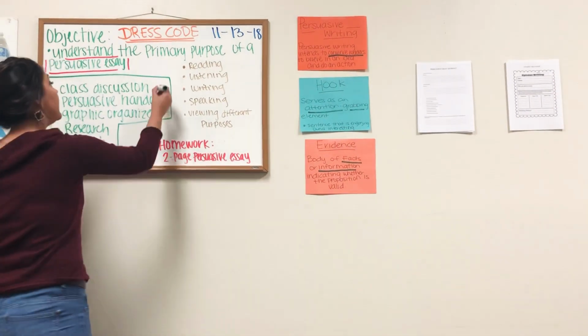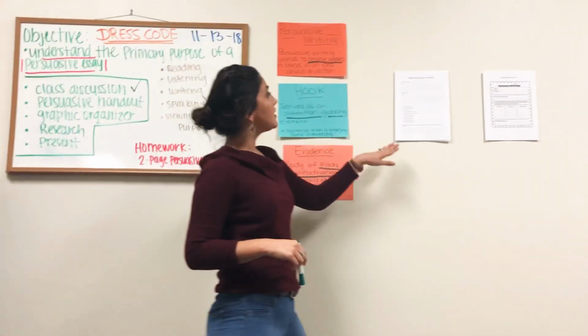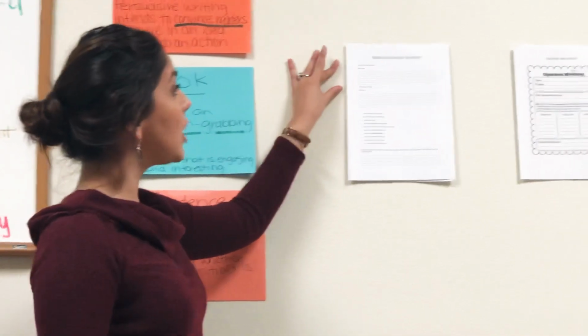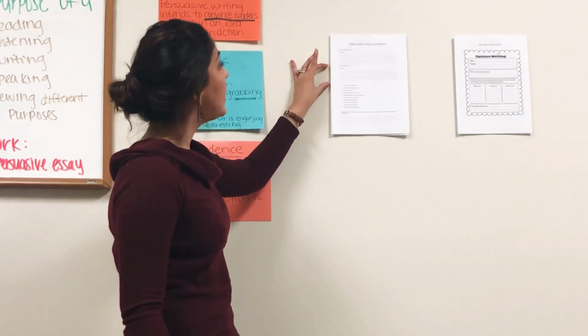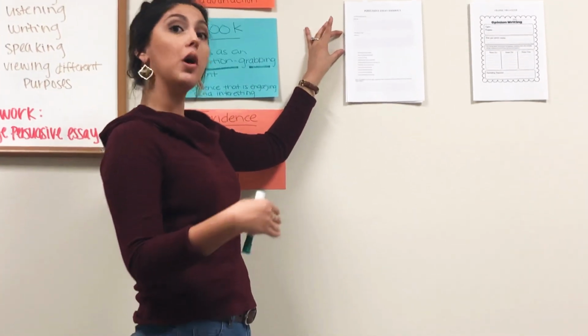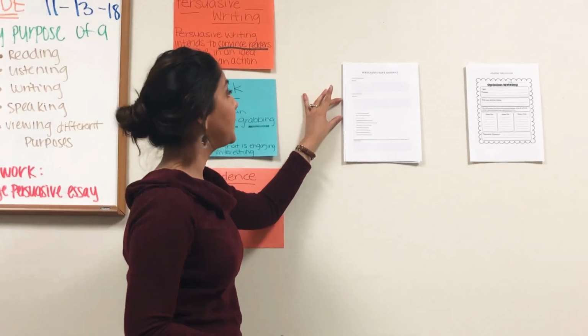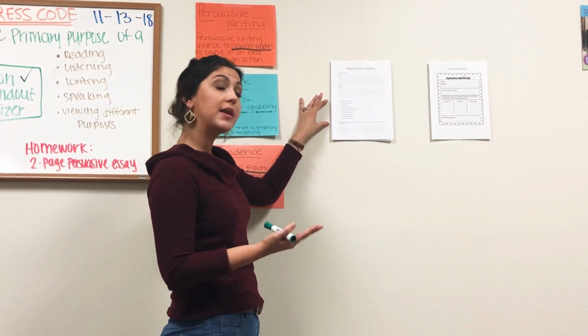Okay, so we went over and had our class discussion. We're going to go over to the persuasive handout. So with this persuasive handout, you're going to let me know whether or not you are against the dress code, and you're going to explain to me your reasons why you're against it, okay? The second one is for dress code. So you are going to let me know if you are for dress code, and you're also going to explain to me why. I also listed some topics that could help you with your persuasive essay.